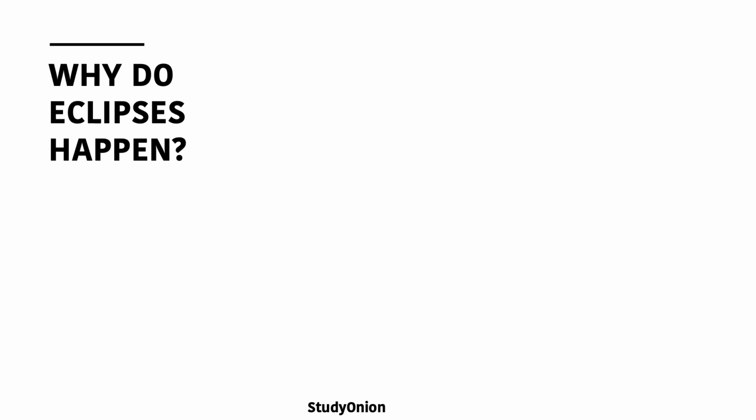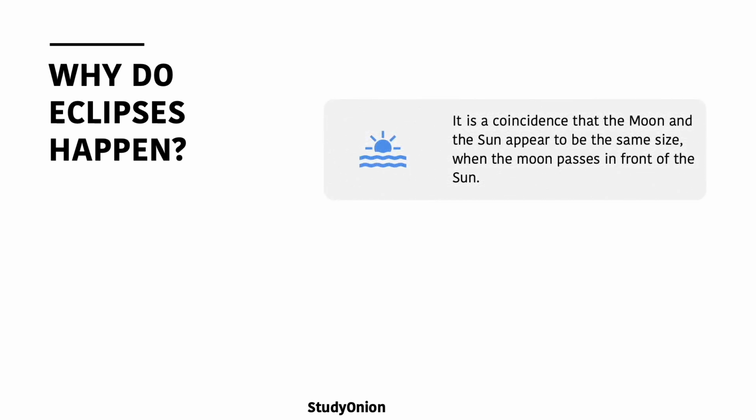So, let's think about why eclipses actually happen. It's actually because of an amazing cosmic coincidence that they happen. The sun and the moon appear to be the same size, despite the sun having a much larger mass than the moon. And this is because the distance between the sun and the earth is much higher than the distance between the moon and the earth.